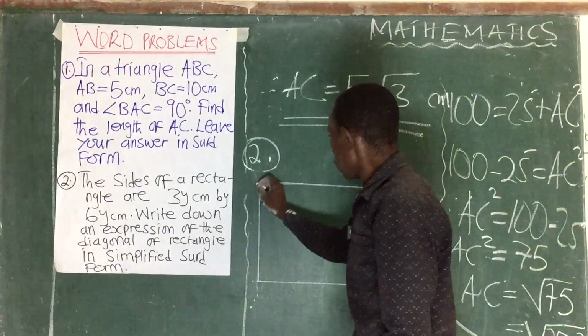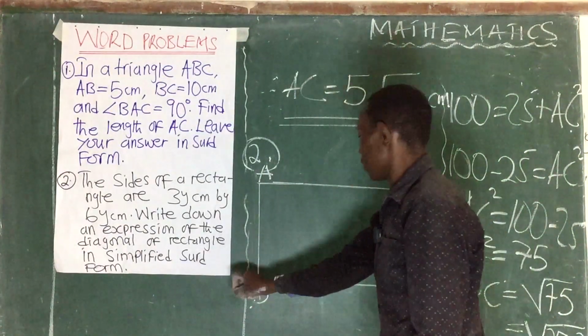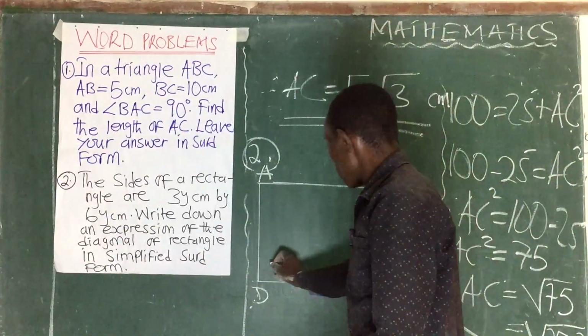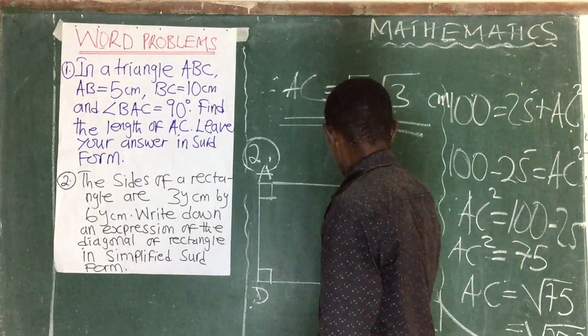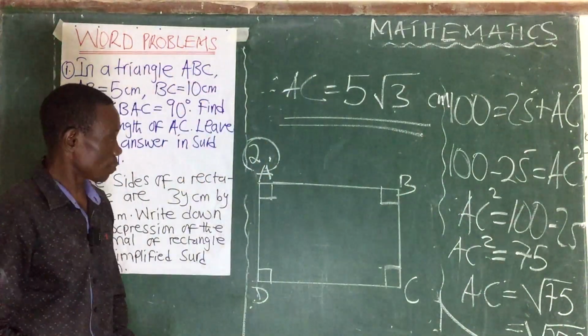Right. So I may even call this rectangle ABCD. We always expect that a rectangle should have what? Right angles. All angles are right angles. That's what? 90 degrees. Right.